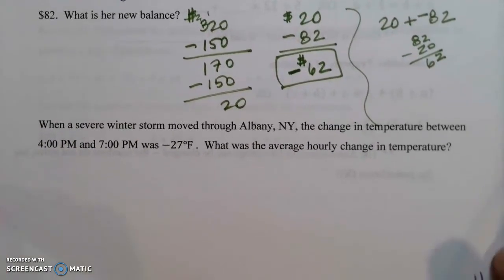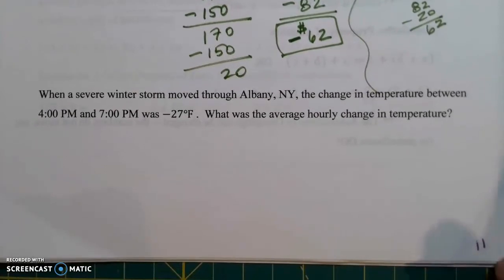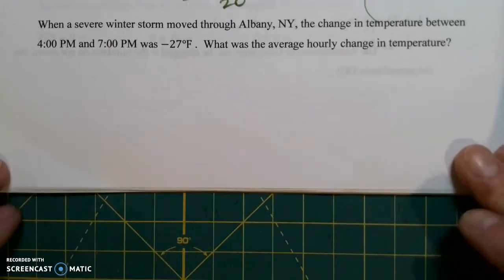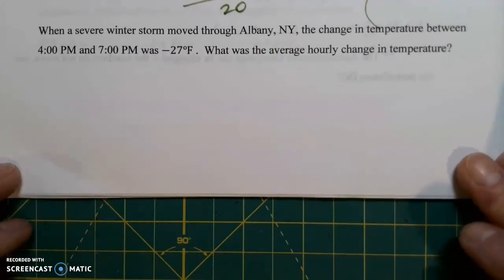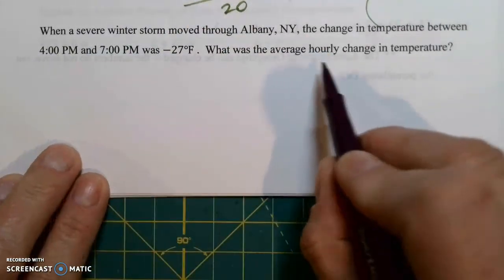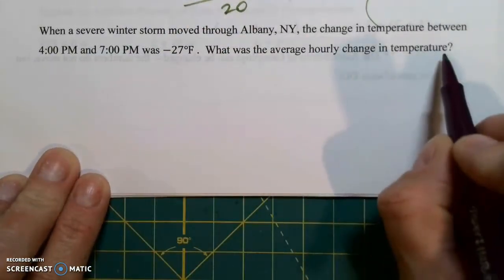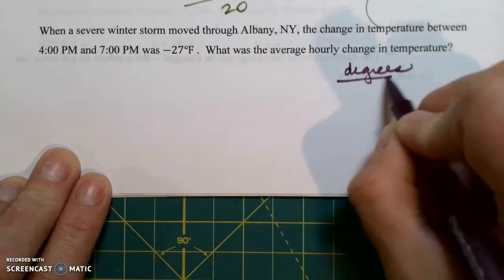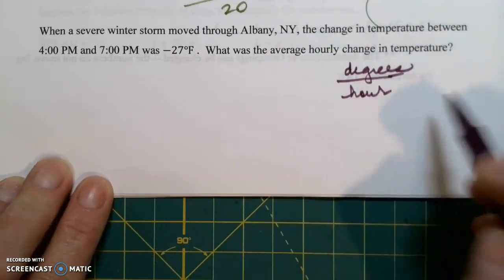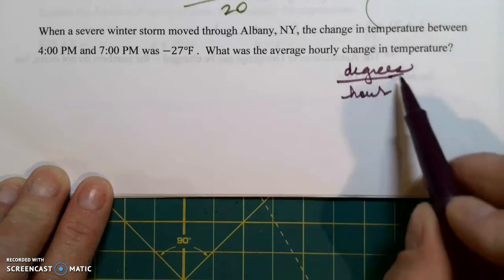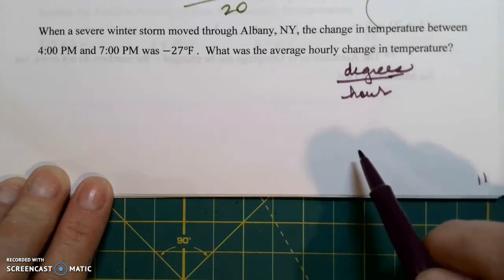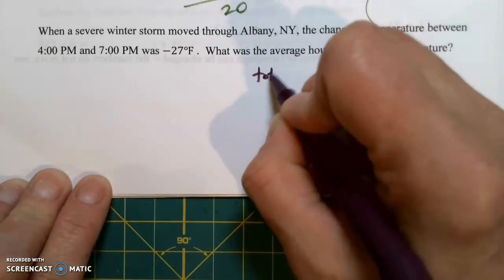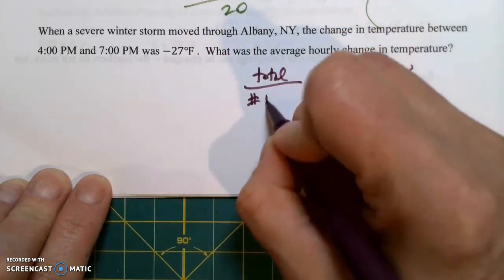Next one. When a severe winter storm moved through Albany, New York, the change in temperature between 4 p.m. and 7 p.m. was negative 27 degrees Fahrenheit. What was the average hourly change in temperature? Okay, so we want hourly change in temperature. So, in other words, we want degrees per hour. So we want to figure out how many degrees we changed and how many hours that happened over. And then we divide them to get the average. Because remember, the average is the total divided by the number of items, right?